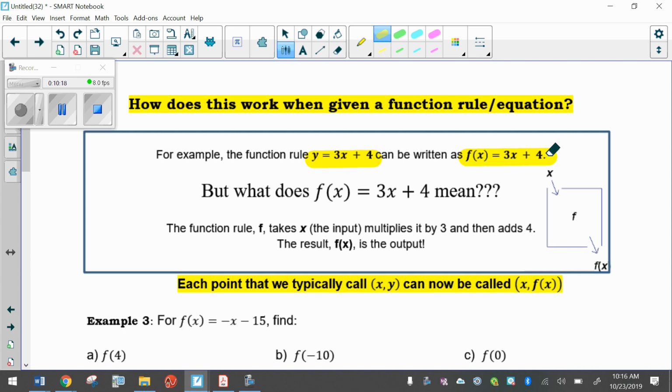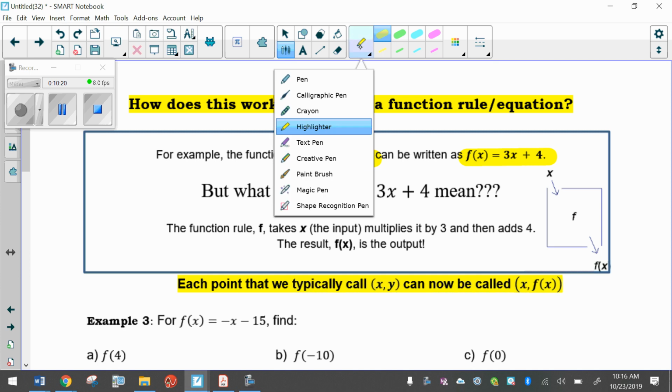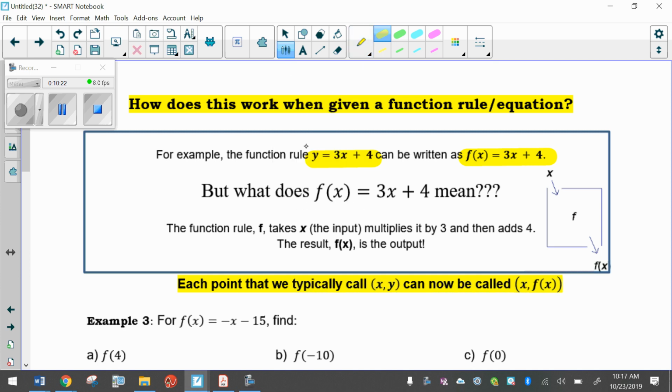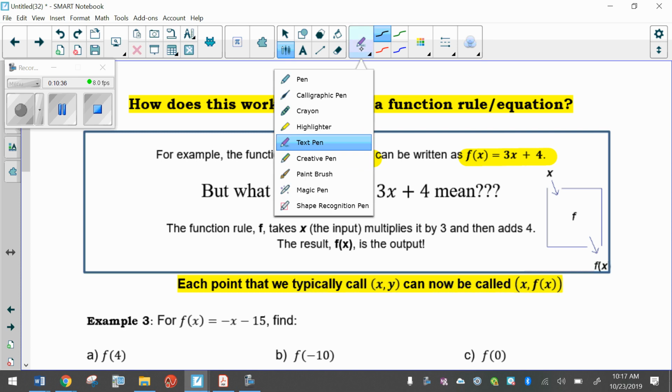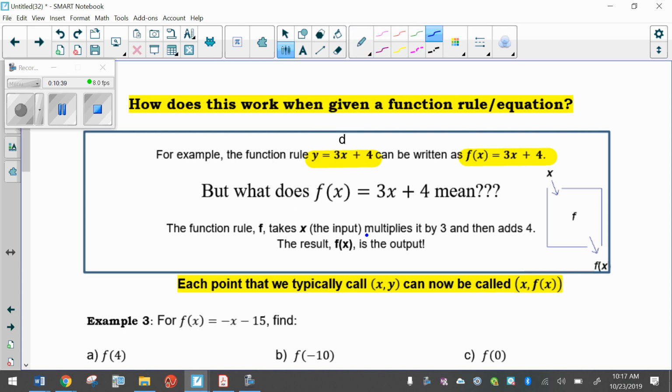So if you look at the equation, the x is located here, which means you're going to take the x, multiply it by 3, and then add 4. So it multiplies it by 3, and then adds 4. The result is your output, f of x.